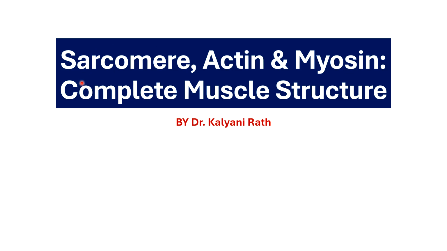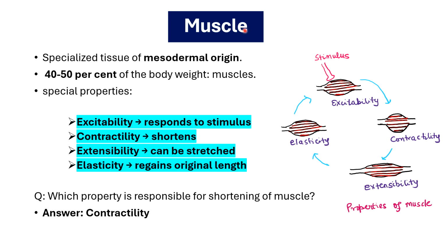In today's class, we are going to learn all about the muscle structure, including what is sarcomere and how actin and myosin are arranged in them. Now, muscles are the special tissues that help us in movement, and these are derived from the mesoderm. About 42% of the human body weight is made up of muscles, and they exhibit four important properties. Number one is excitability.